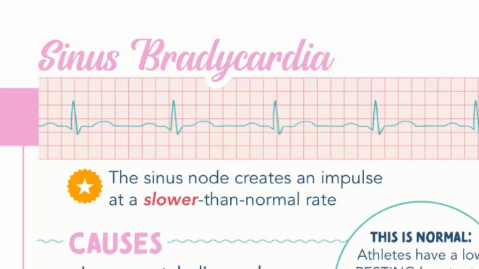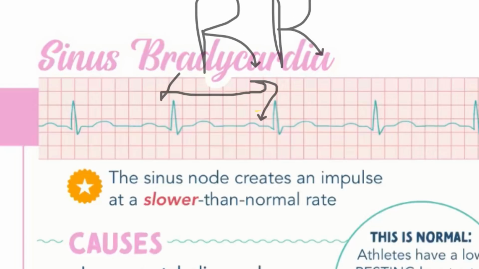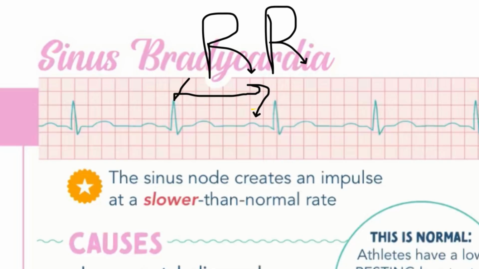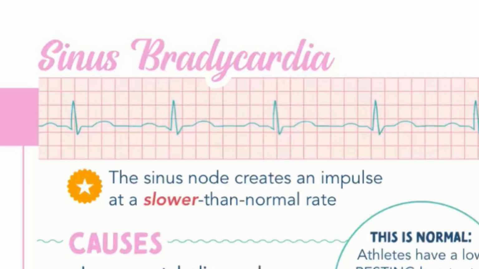Second one, sinus bradycardia. You can see here the RR interval is increasing. The heart rate is less than 60 beats per minute. The rhythm is regular, and the P wave is upright and uniform. It is present before each QRS complex. The PR interval is also normal and the QRS complex is also normal. But the problem is that the sinus node creates an impulse at a slower than normal rate.